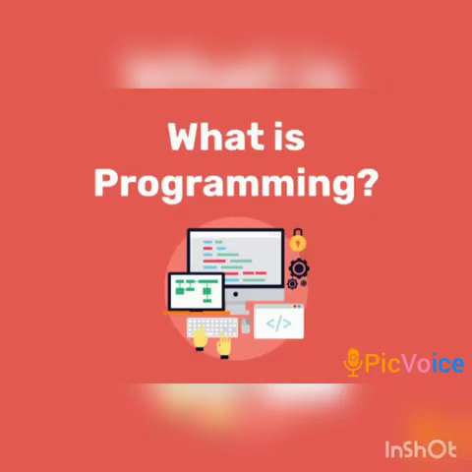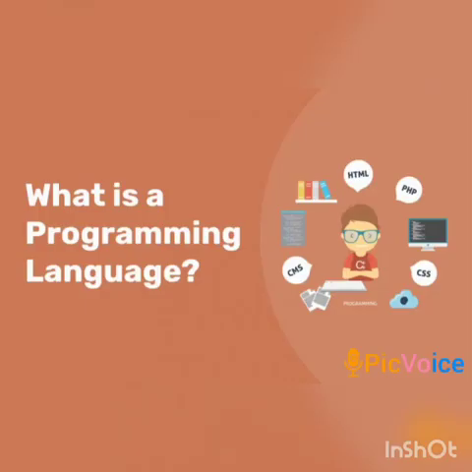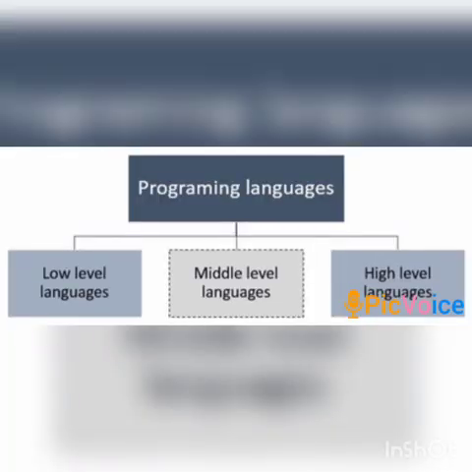Now, C program. What is programming? A program is a set of instructions given to a computer. Then programming languages: the process of writing instructions in a computer language is known as programming.